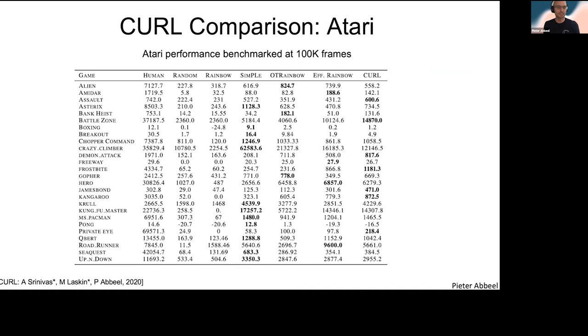It's a Q-learning method from DeepMind. Efficient Rainbow is a more efficient version of Rainbow that came out later. CURL, which we present, builds on Efficient Rainbow, adding the contrastive loss, showing that it can most often help. And then SimPLe is a model-based approach. In this case, for Atari, we see that the model-based approach wins in about half the cases, and the CURL approach and Rainbow in the other half of the cases.